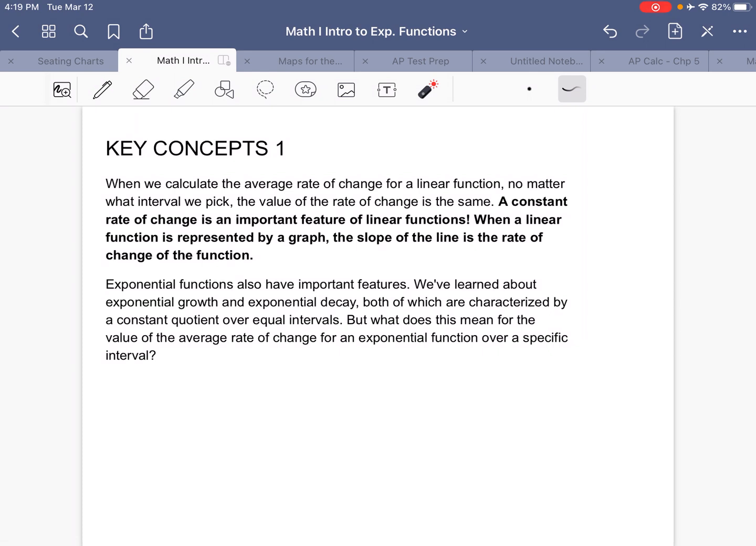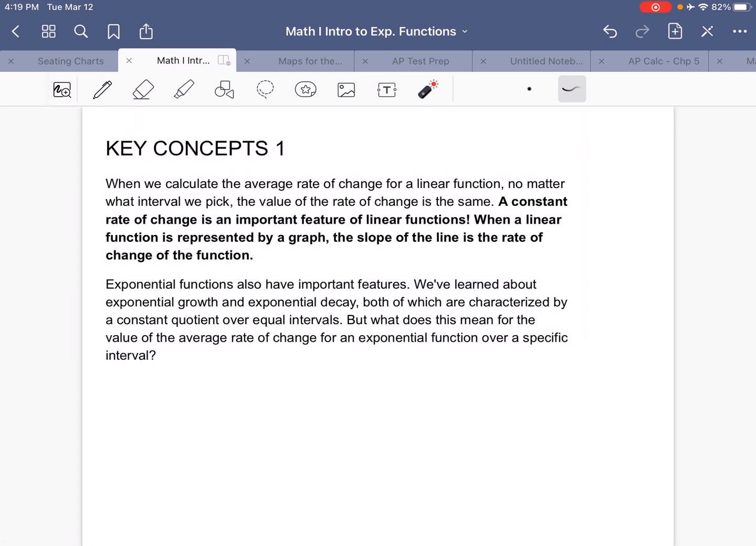When a linear function is represented by a graph, the slope of the line is the rate of change of the function. Exponential functions also have important features. We've learned about exponential growth and decay, both of which are characterized by a constant quotient. Remember, if you take any number and divide by the previous number, that is your constant quotient, your common ratio we've talked about. That should stay the same over each interval.